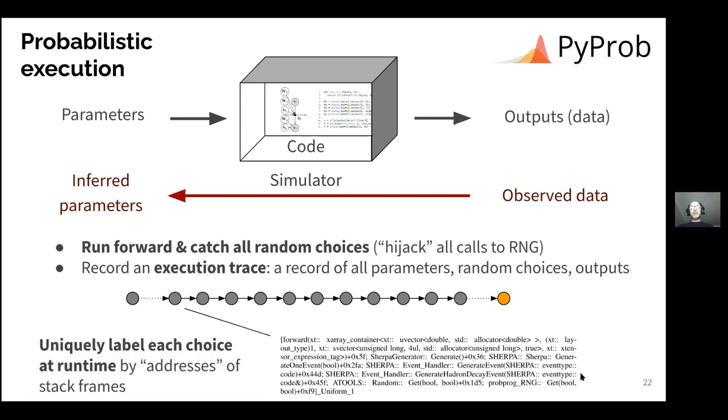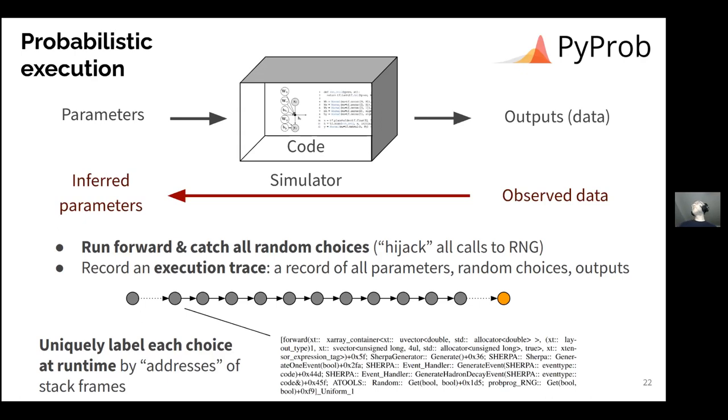So we provide that. And in addition to that, we have the capability, actually it's more than a capability, it's a requirement. For recording these execution traces, we need to be able to uniquely label each choice of these random numbers at runtime. And these things are called addresses. You can think about them as unique labels identifying random variables inside the execution of the program.